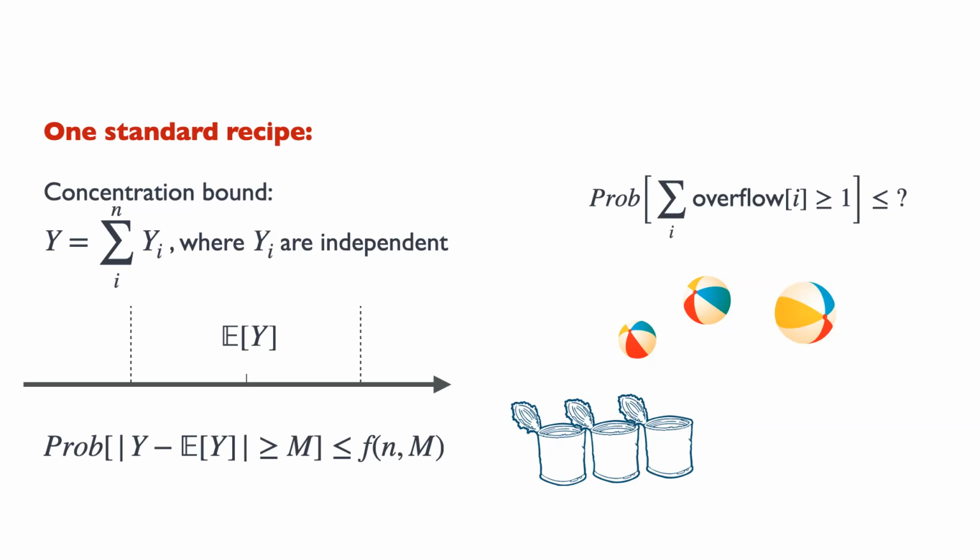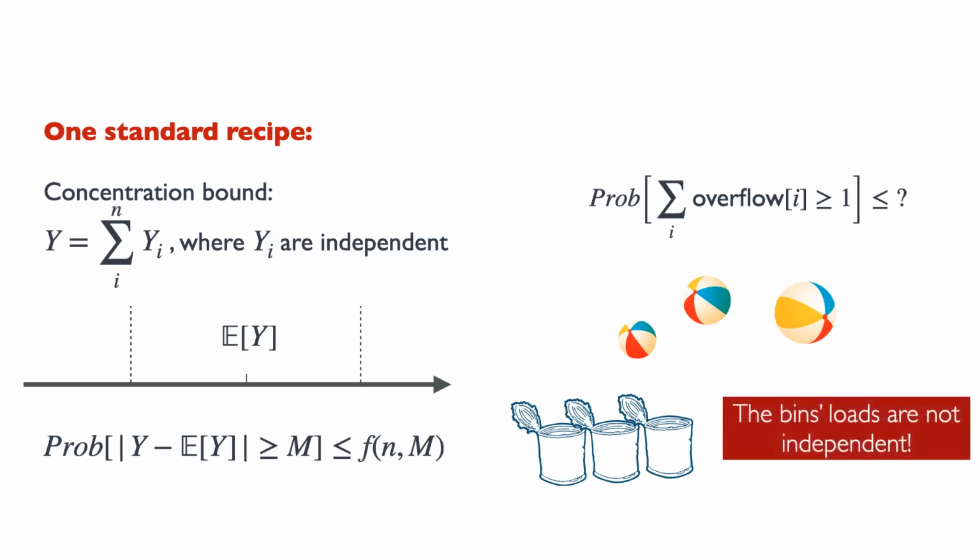Now, this tool of concentration bounds is used really everywhere. But there is an assumption usually, and it is that the variables need to be independent. And actually, this is not the case, for instance, in this example, because the loads of the bins are not independent. But in fact, people have looked into this.